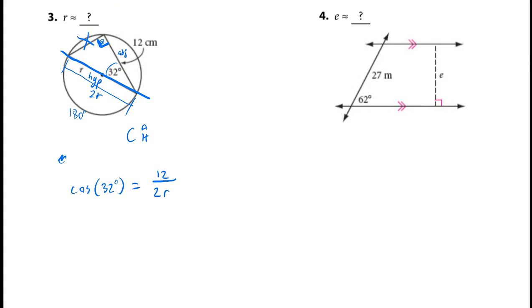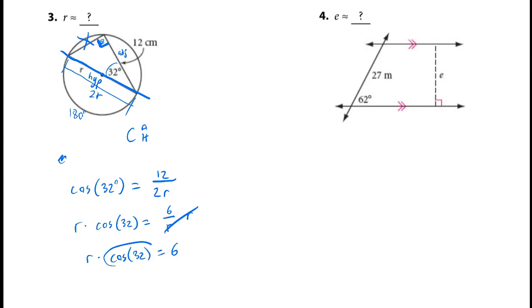We want to solve for r. Well, we can just reduce that thing on the right. So this is cosine of 32 degrees equals 6 over r. That might make it easier. Now let's multiply both sides by r, right? That cancels. We get r times the cosine of 32 degrees equals 6.